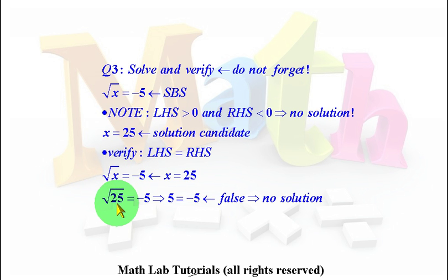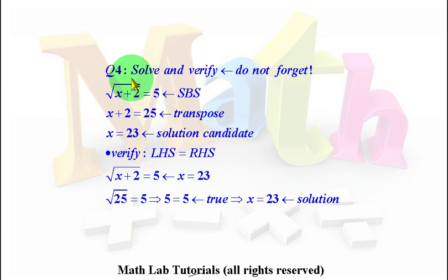And then on the left, we get the square root of 25. On the right, we get negative 5. On the left, we get 5. On the right, we get negative 5. Of course, this is a false statement. And so we declare that the solution candidate is, in fact, extraneous. Extraneous means it's just a candidate, but it wasn't the true solution. Okay, it's an extraneous solution. Okay, so let's go on to the next slide.